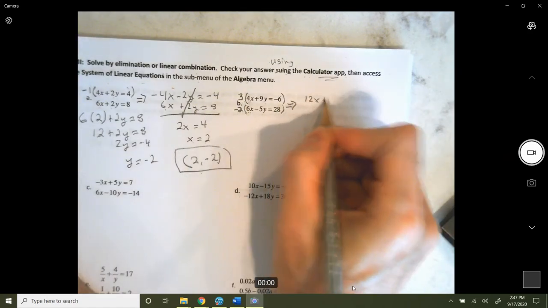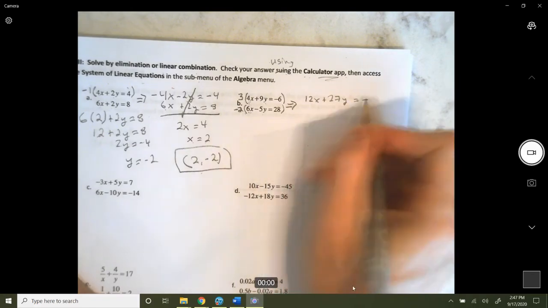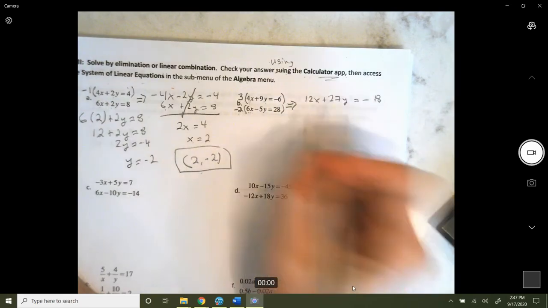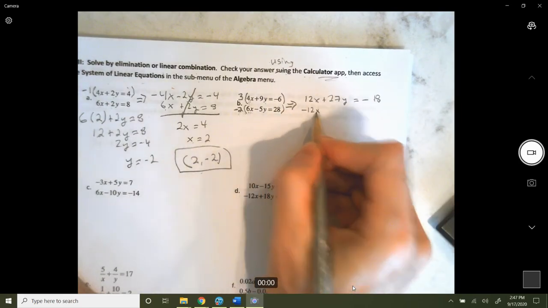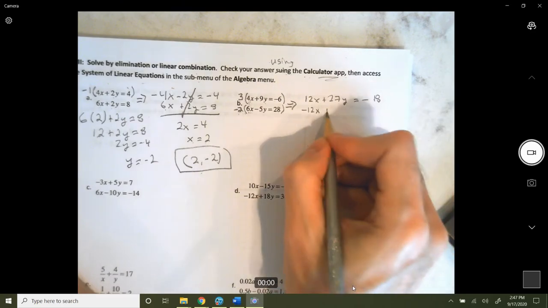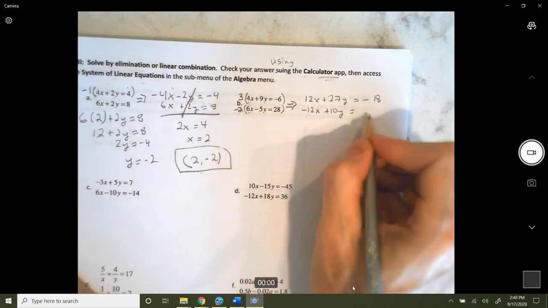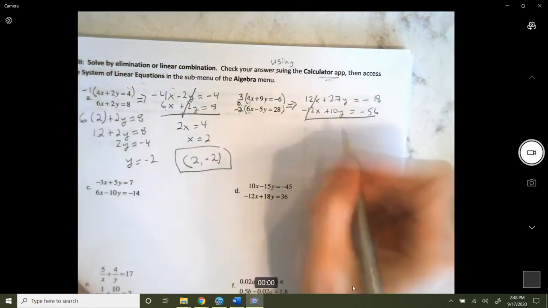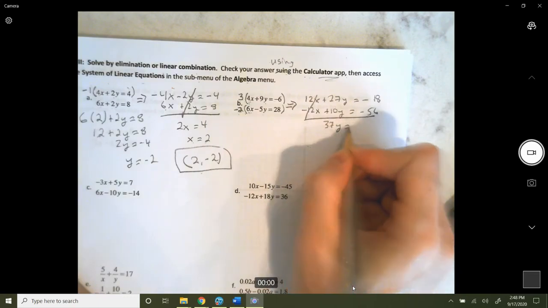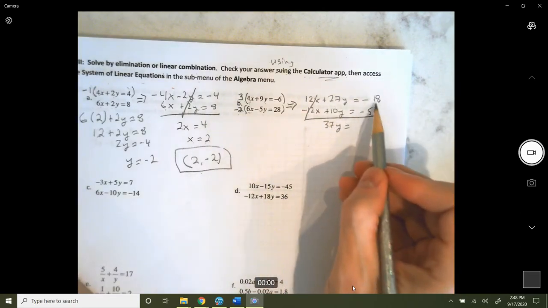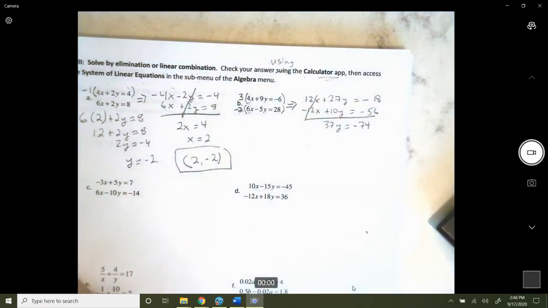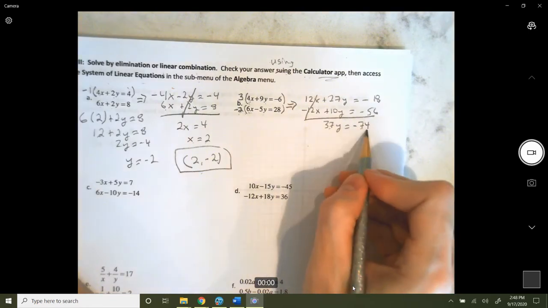So the first equation becomes 12x plus 27y equals negative 18. Second equation, negative 2 times 6x, negative 12x. Negative 2 times negative 5y, so plus 10y equals negative 56. Add those together, those go away, you get 37y is equal to negative 74. Conveniently, 74 is 2 times 37.